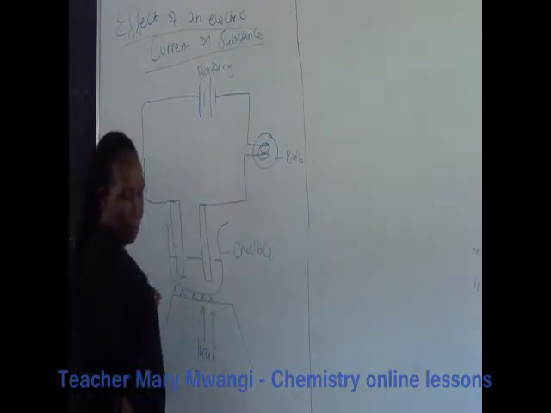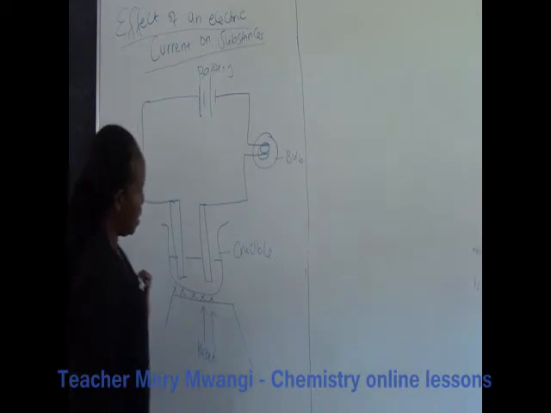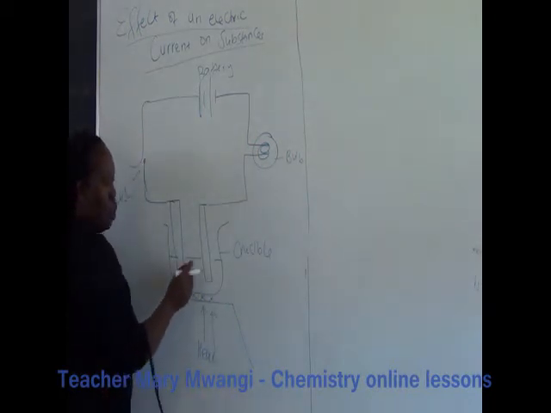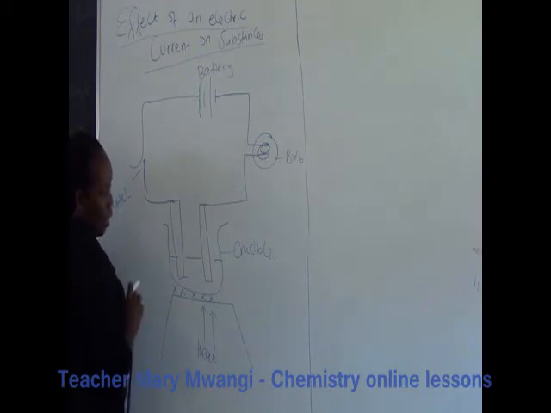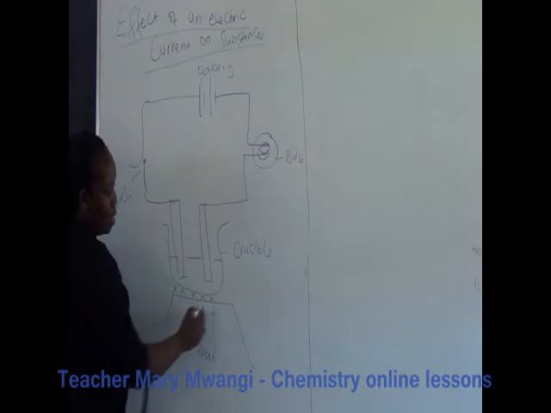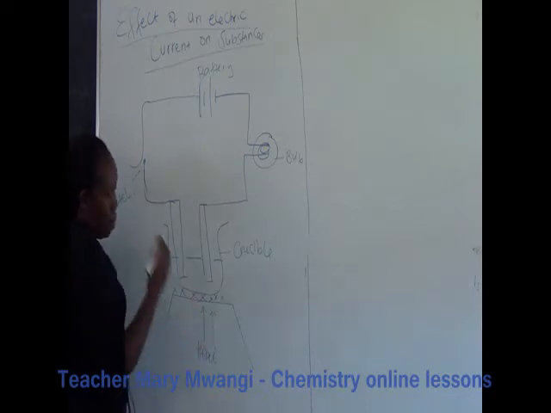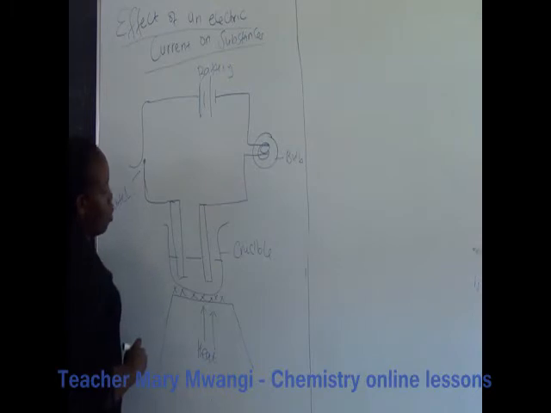Now, this is the simple setup that is used to investigate molten substances. So this is what you do. You're going to put your solid in the crucible. Remember, a crucible is used to heat substances that require strong heating. So in this setup, it means that we require strong heating to melt sodium chloride, to melt lead bromide, and so on and so forth.